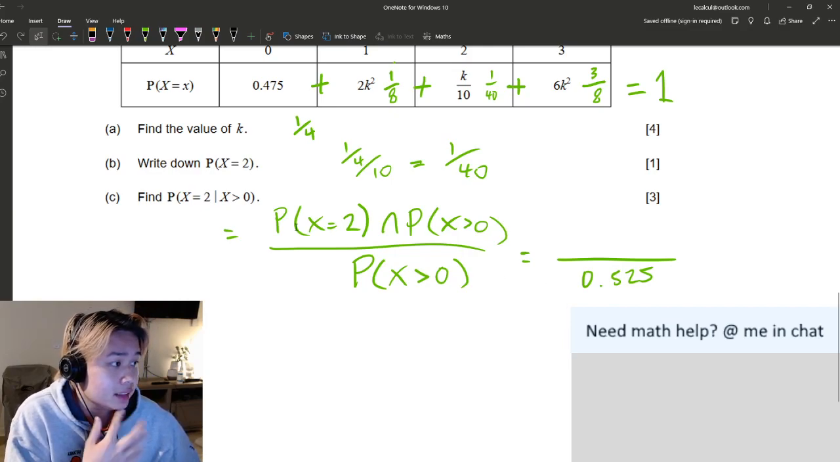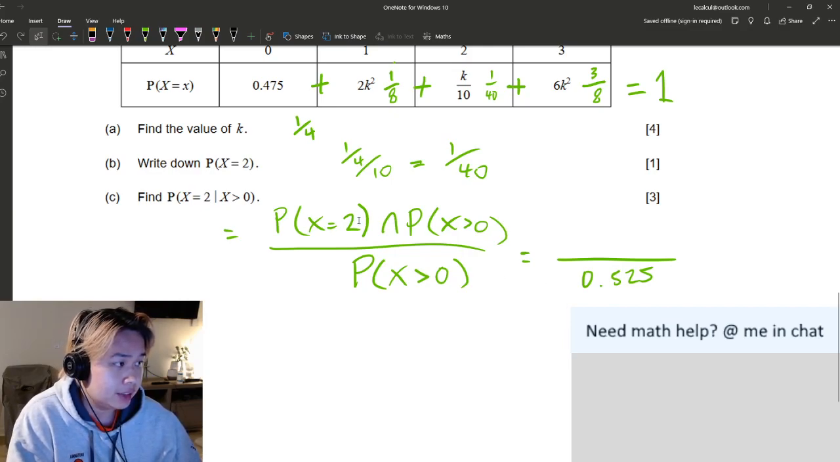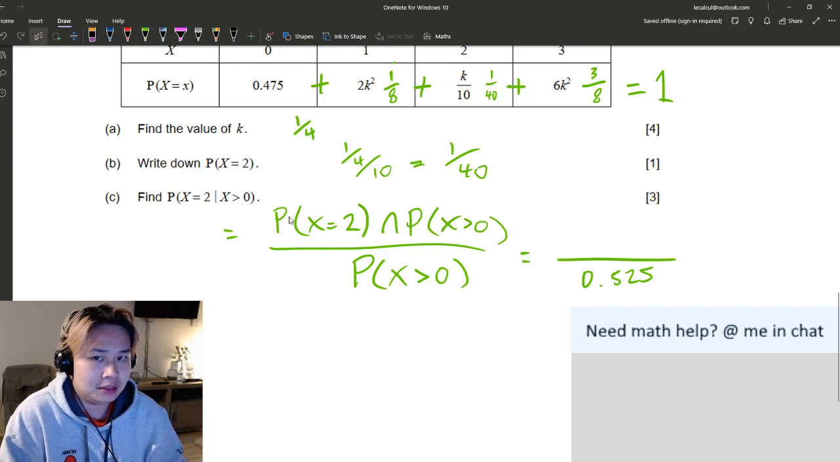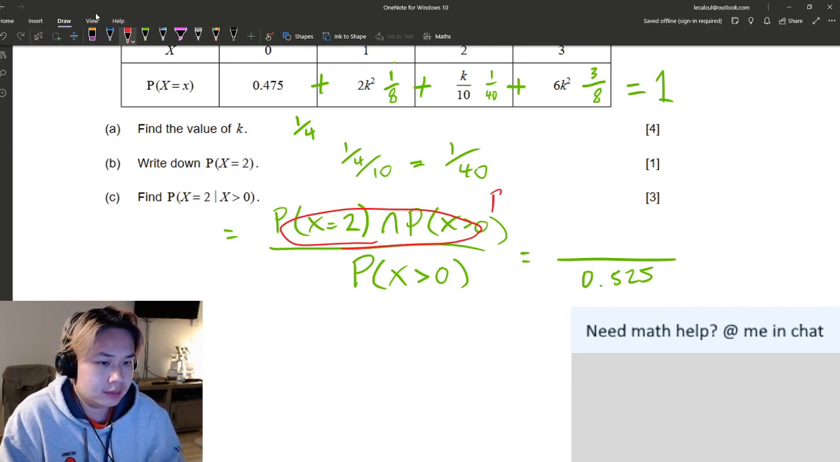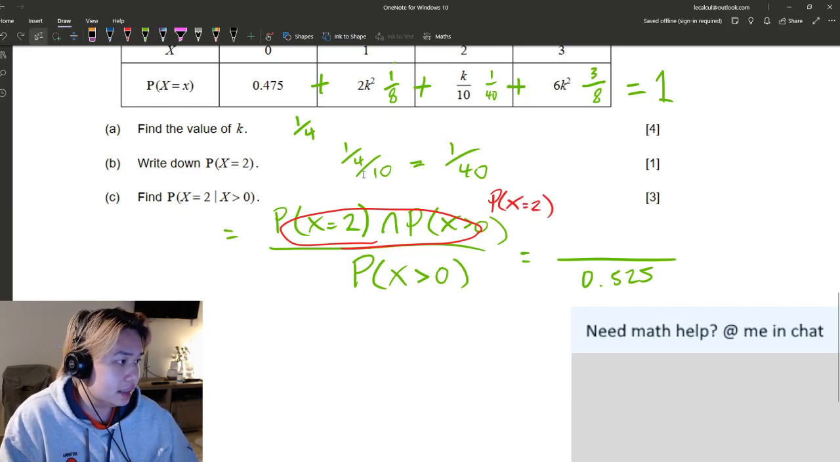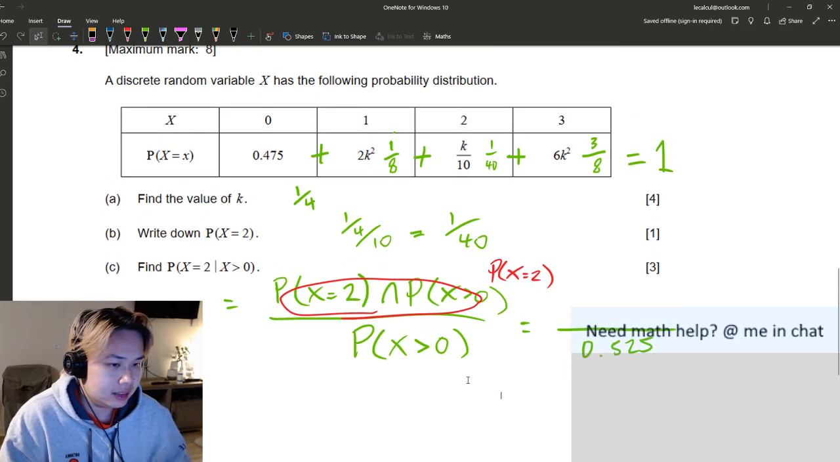And then this one is a tricky one if you don't understand what it means. What is the probability that you are 2 and at the same time you're greater than 0? Well, if you're 2, then you're greater than 0. So this is essentially just asking, what's the probability of it being 2? This intersection part's redundant. So we know what that is. That's 1 out of 40.